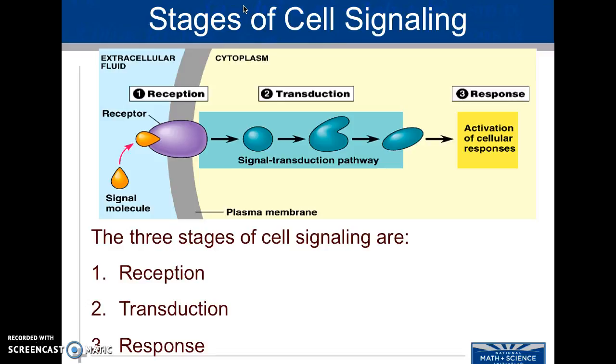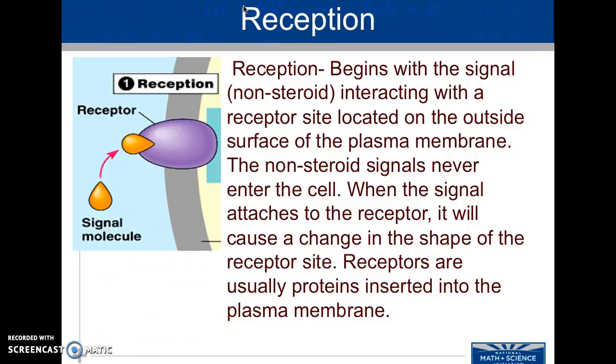The cell signaling stages, we've seen this before. You've seen this exact picture when we talked about the endocrine system. There are three stages of cell signaling: reception, transduction, and response. The activation of the cellular response occurs inside of the cell.